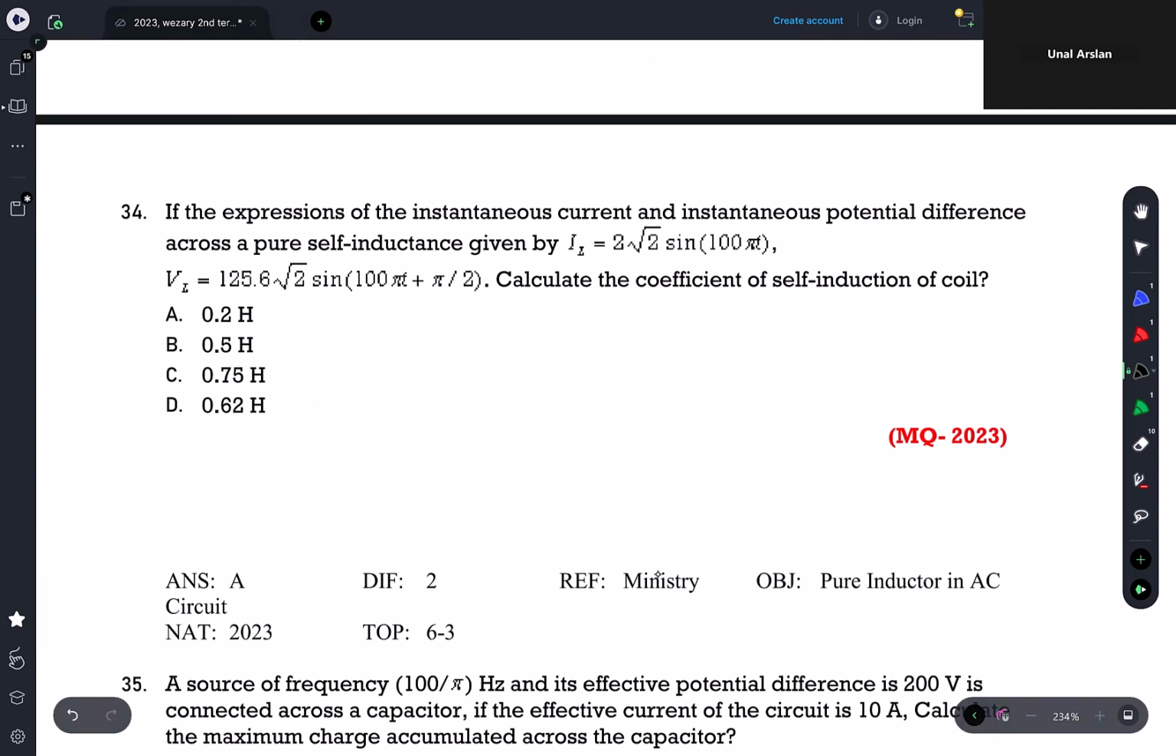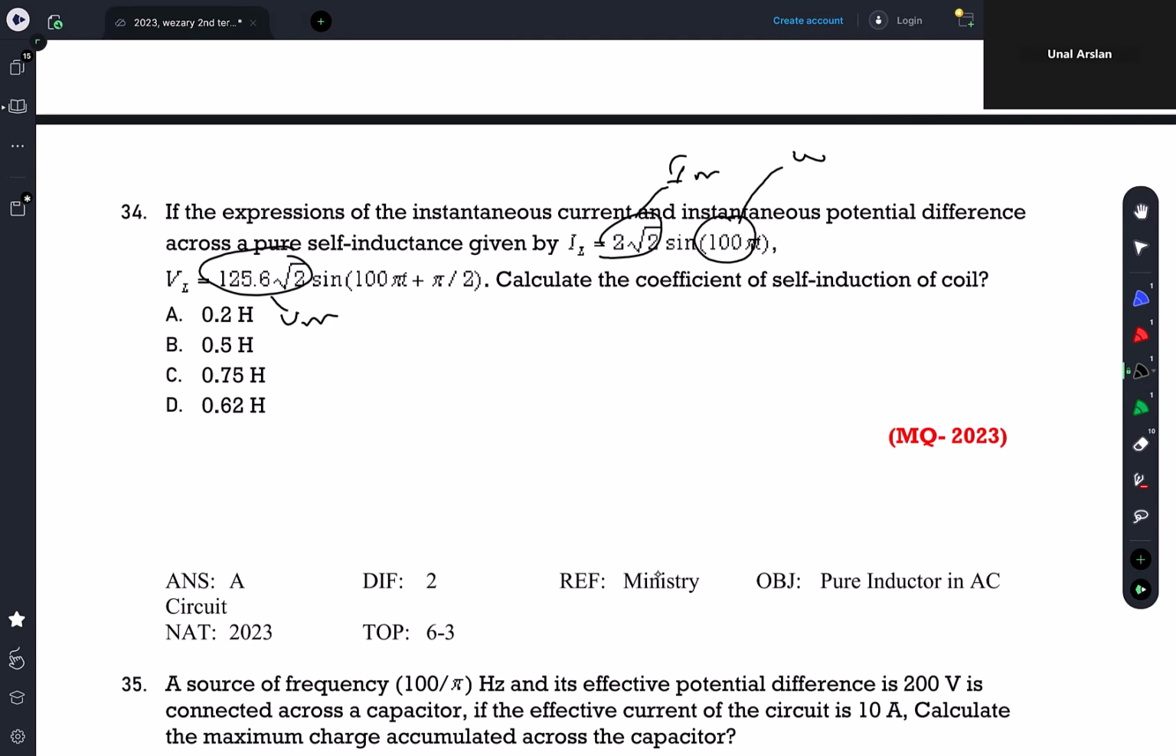If the expression of the instantaneous current and the instantaneous potential difference across the pure self-inductance is given, this is Im value, this is omega, this is Vm value, this is omega. We know in a coil, potential difference is leading, that's why pi over 2. Calculate the coefficient of self-induction of the coil. So L is the question. First, we should calculate XL. XL is equal to Vm over Im, because maximum values are given. I will use the maximum values.